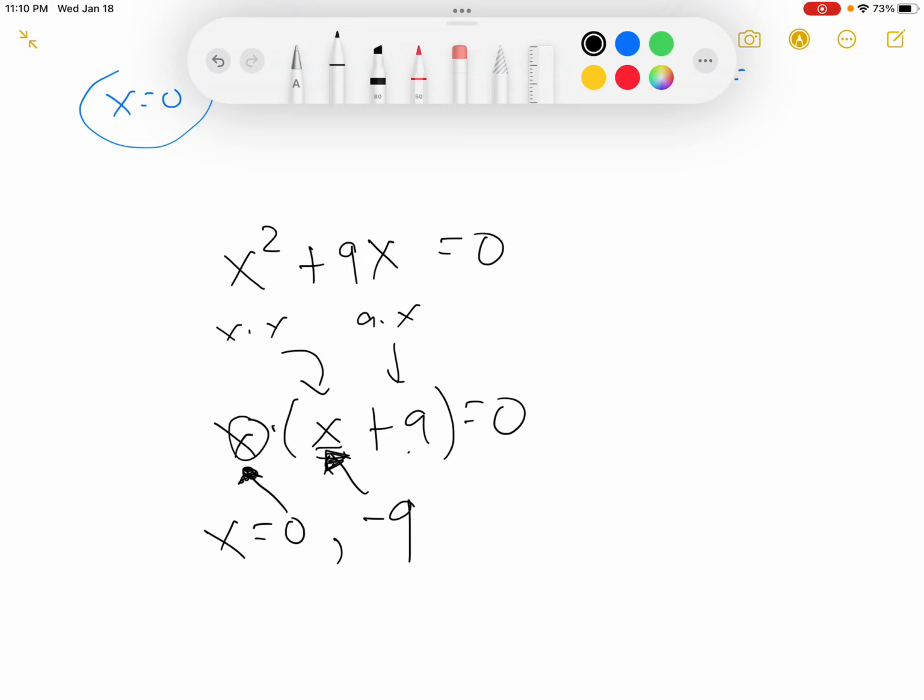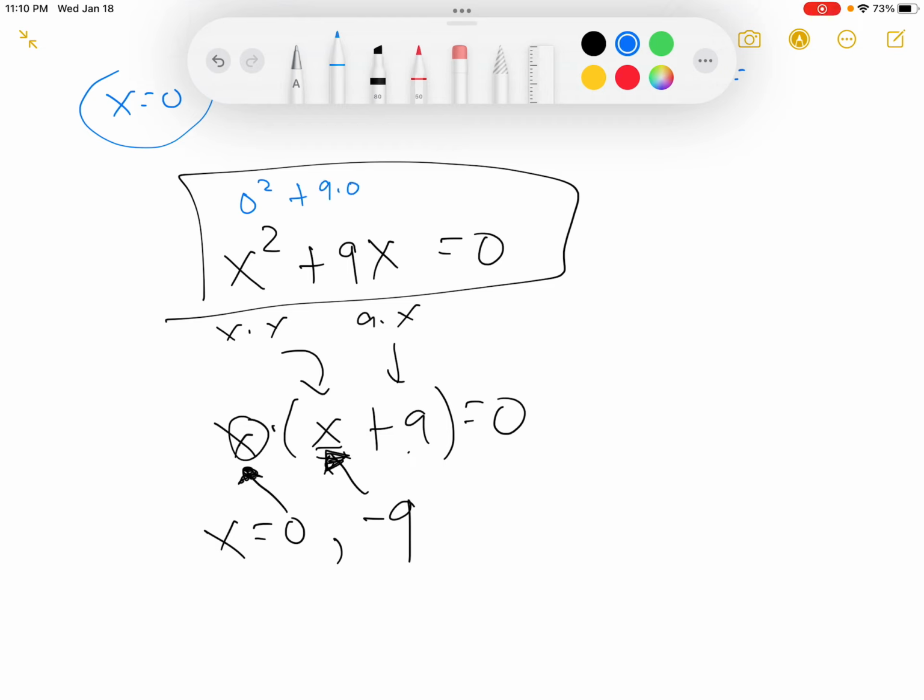Now we can plug those numbers in and see if they satisfy this equation. Let's plug 0 in and see if it works. 0 squared plus 9 times 0. Yeah, pretty obviously, right? 0 squared, 0, everything turns into 0. What if we plugged in negative 9? Negative 9 squared plus 9 times negative 9. Well, negative 9 squared is positive 81. This is negative 81, and we got our 0 there. So both of these solutions, if you plug them back in, they're going to work.